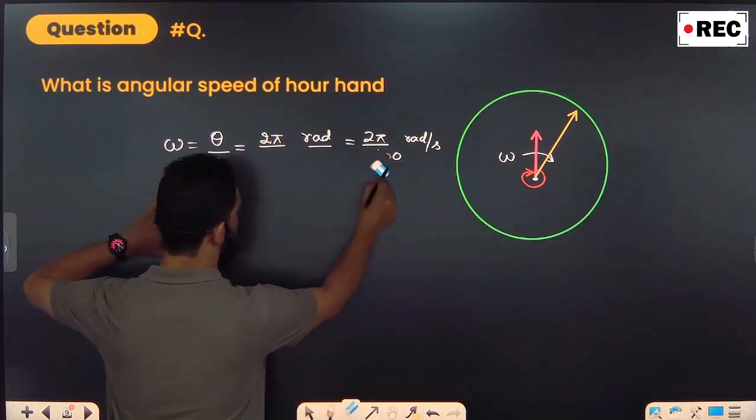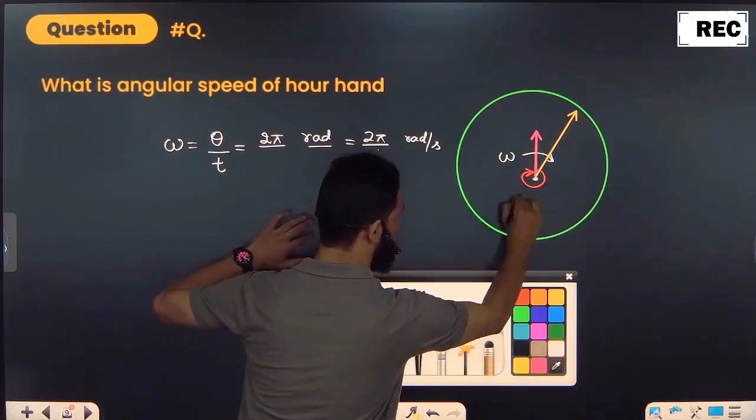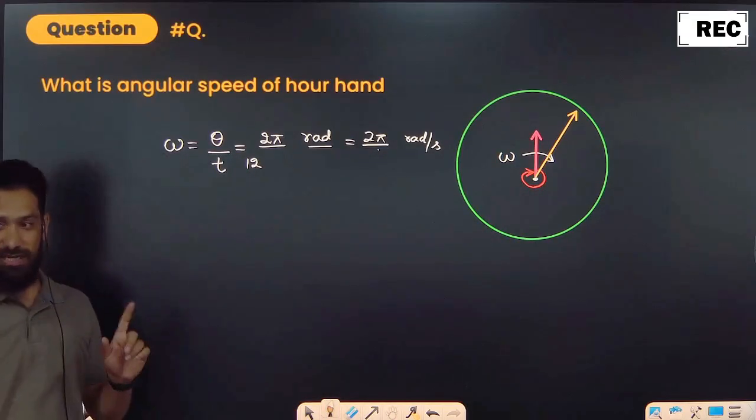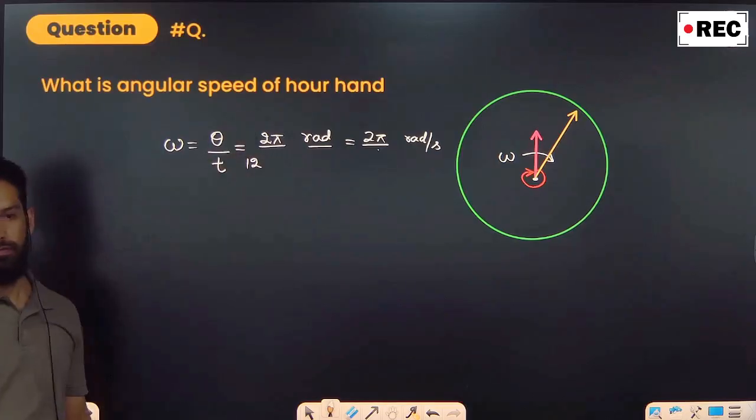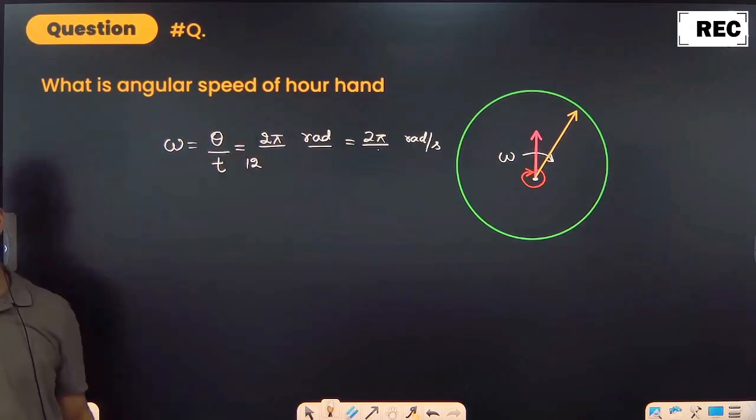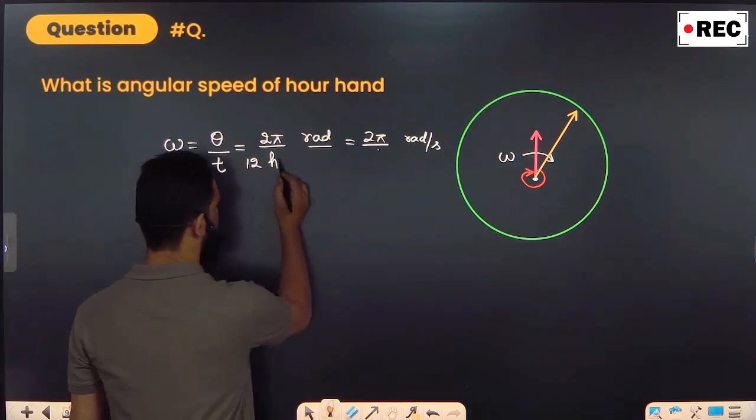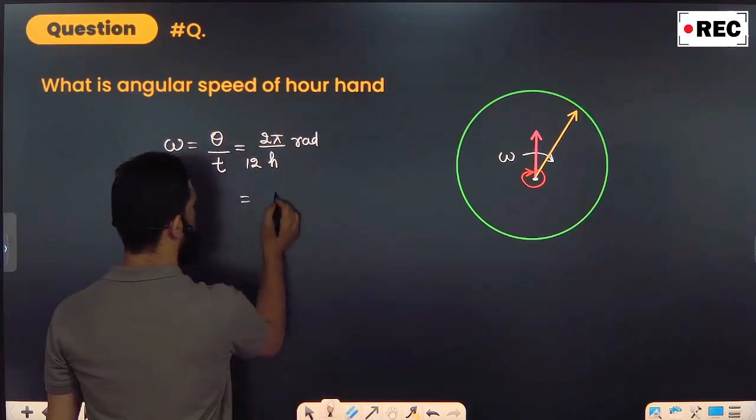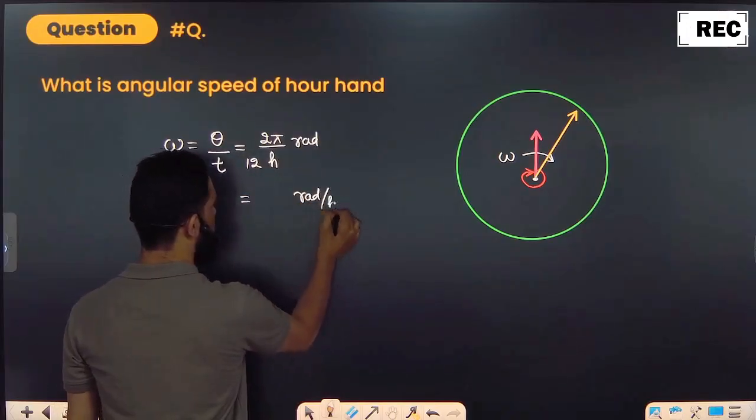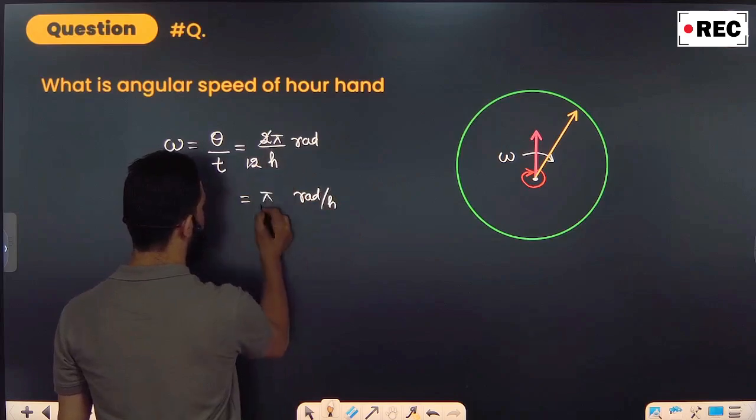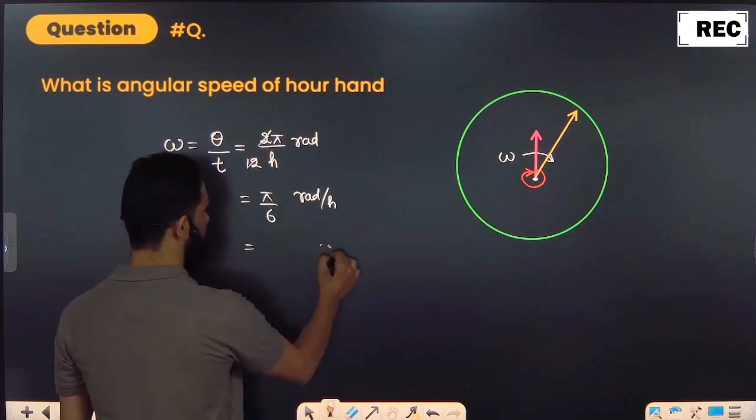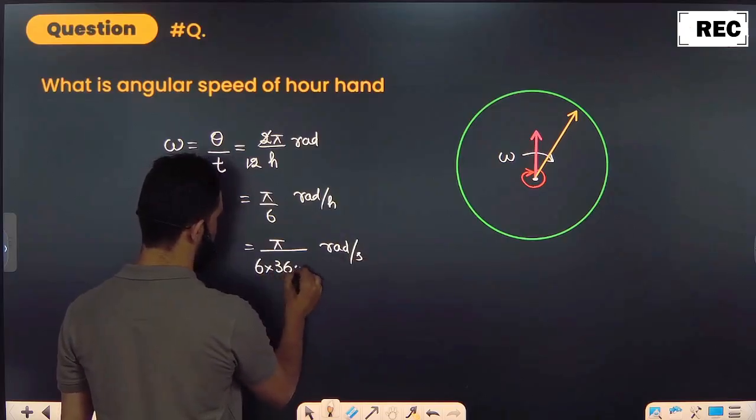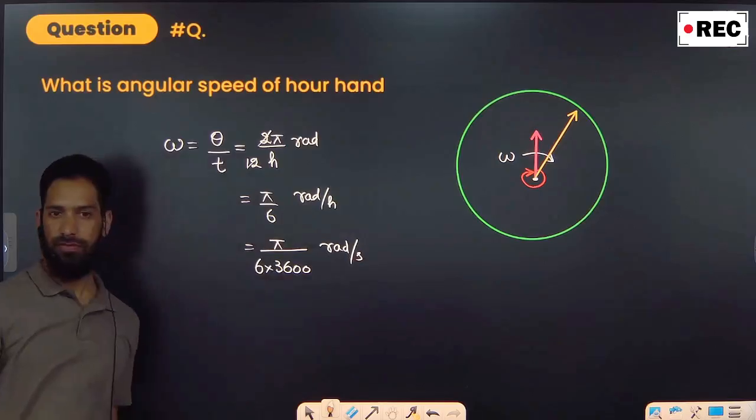There will be a mistake here. It's the hour hand, so how much time does the hour hand take from here to here? 12 hours. How much? 12 hours. It takes 12 hours. It is the hour hand. After 12 hours it will come back to its place. After 12 hours, I can write down 12 hours. So the unit will be radian per hour. You can write down radian per hour. It is basically pi by 6 radian per hour. But if I want radian per second, how many seconds are there in 1 hour? 3600. So 6 into 3600 seconds. This is the answer. Is that clear?